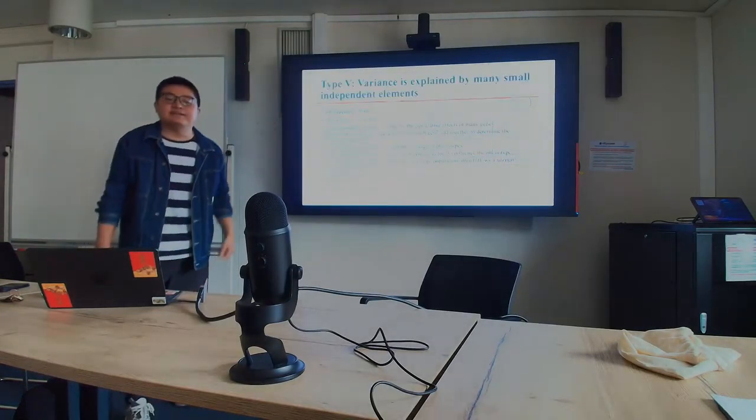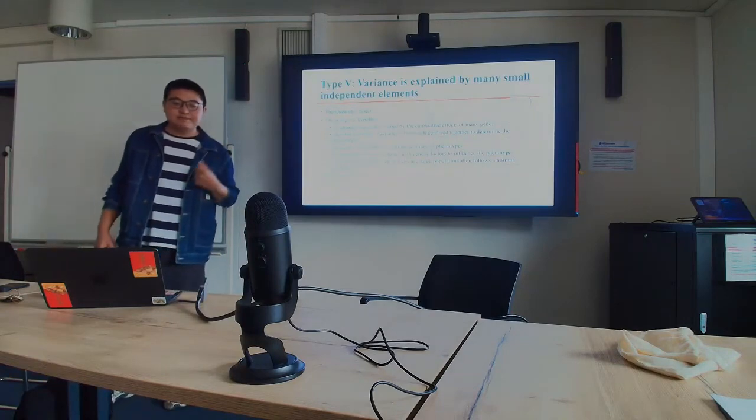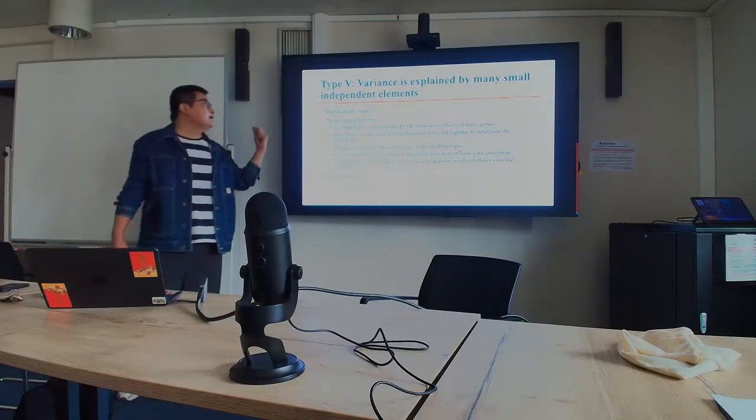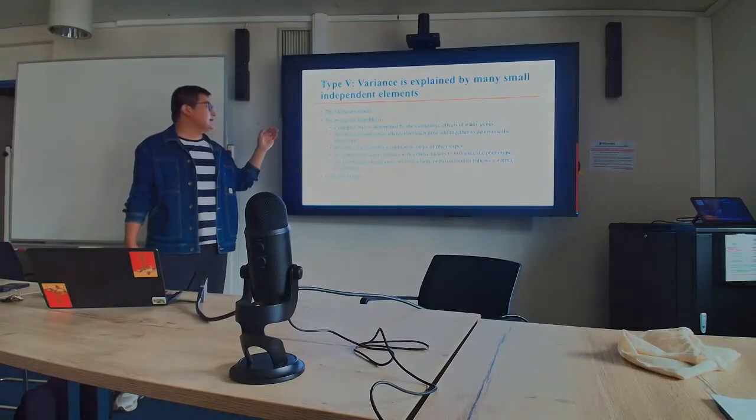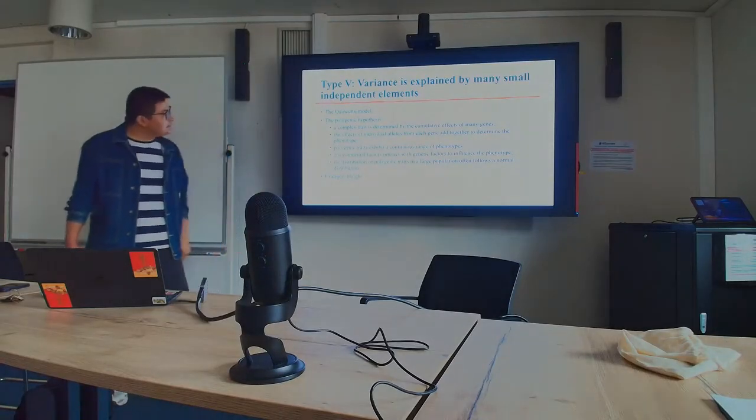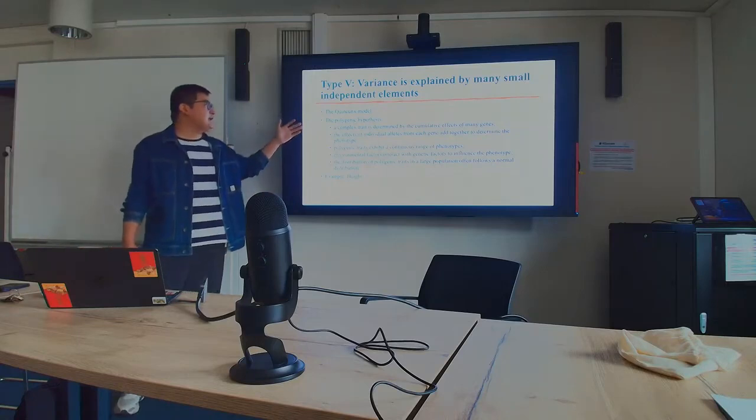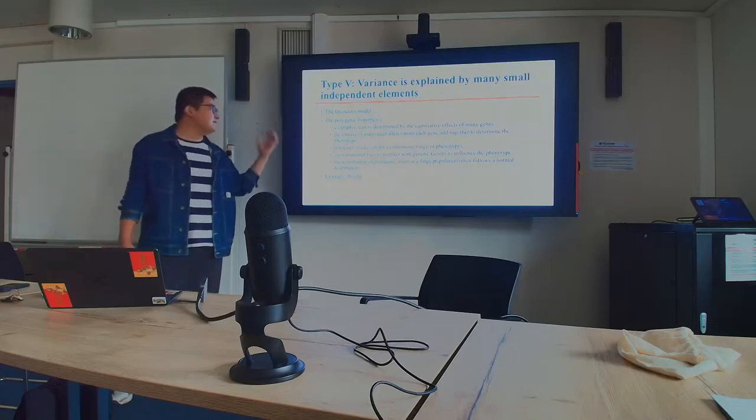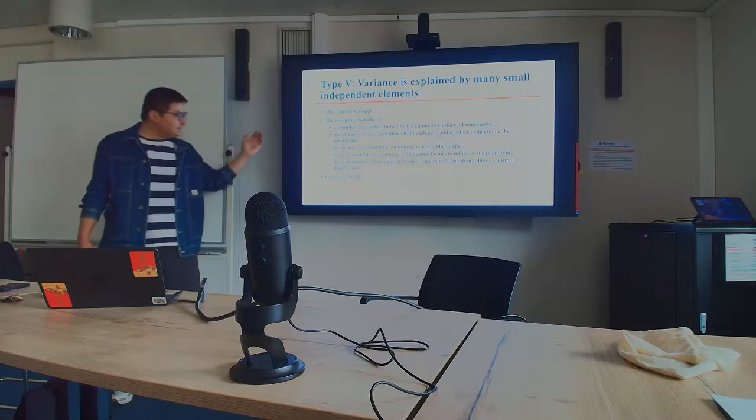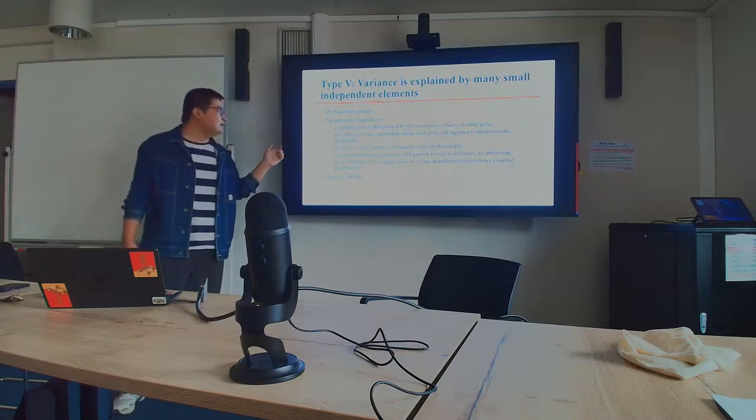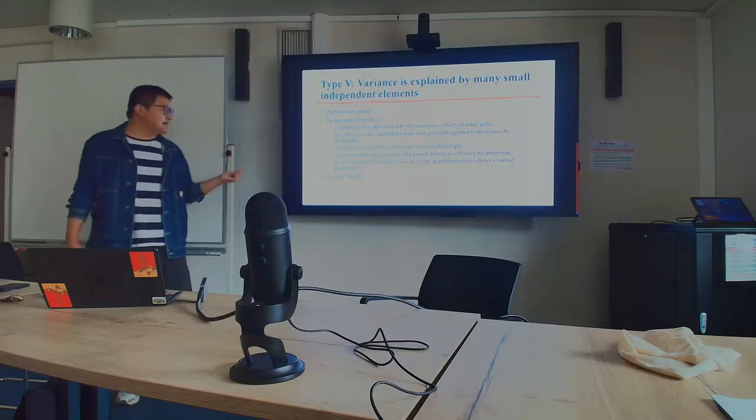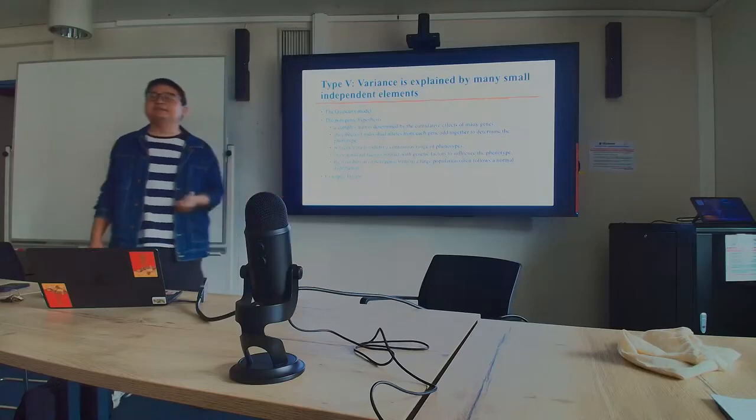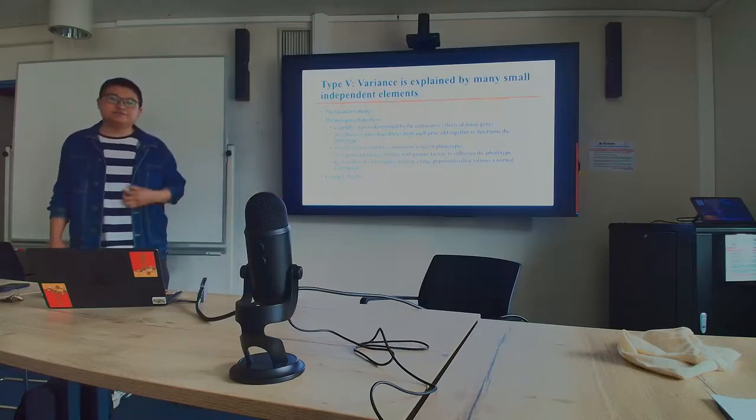The final case is that the variance is explained by many small independent elements, just as the quincunx model explains. In classical genetics, it can also be illustrated by the polygenic hypothesis: many complex traits are determined by the cumulative effects of many genes, there is a continuous range of phenotypes, and environmental factors can influence it. The example is human height, which is influenced by over 100 genes.